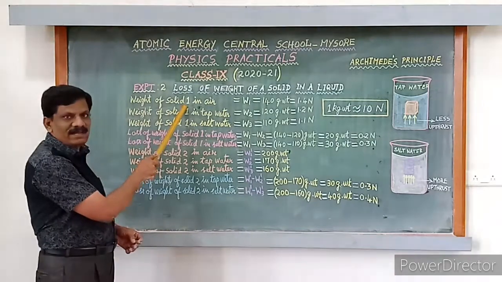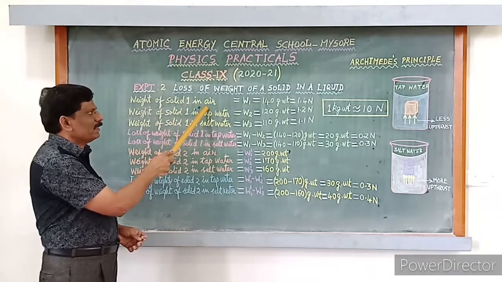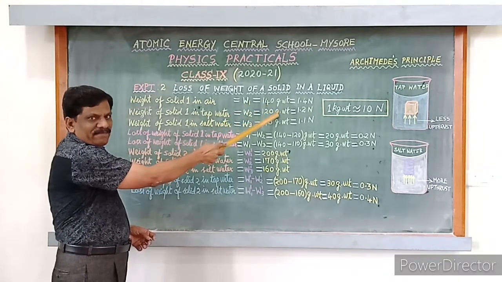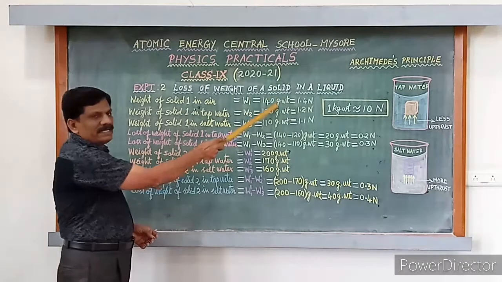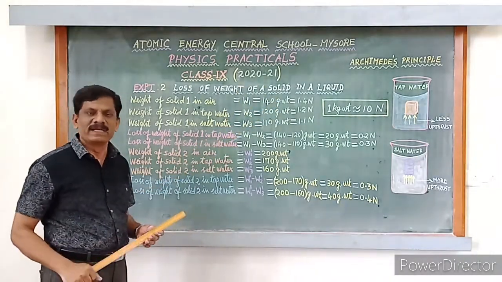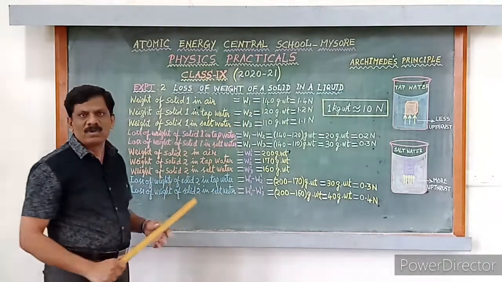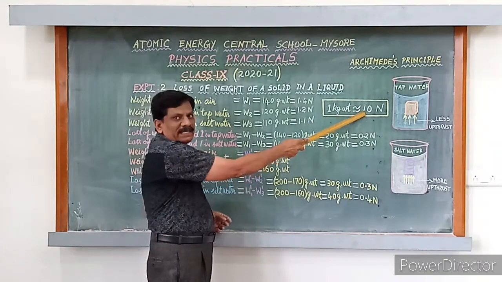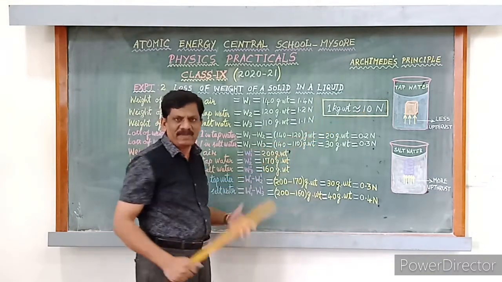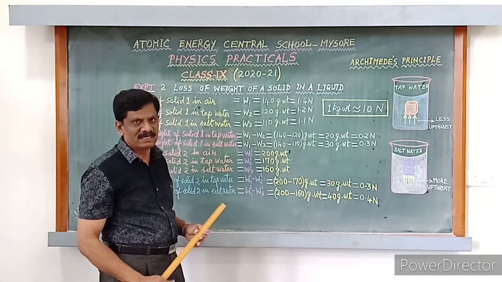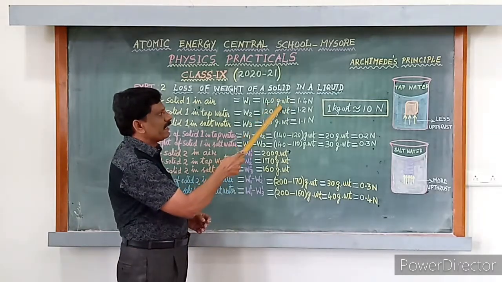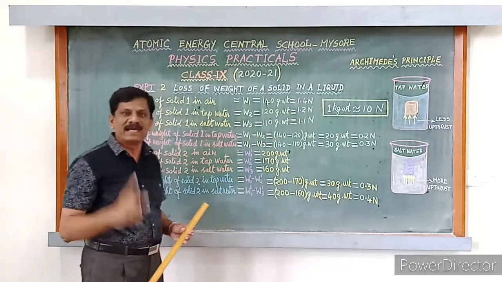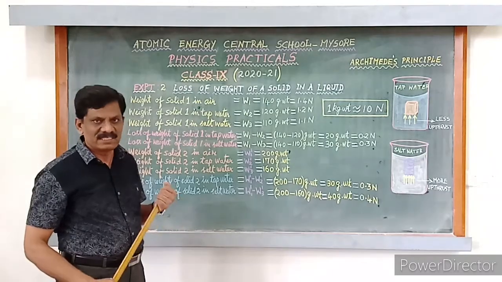Weight of the solid one in air is denoted as W1, that is equal to 140 gram weight. If you divide 140 gram weight by 1000, you will get 0.14 kilogram weight. But 1 kilogram weight is also equal to how much? 9.8 Newton. I have assumed it roughly as 10 Newton for practical calculations. So 140 gram weight is also expressed as 1.4 Newton, because Newton is the SI unit of weight.